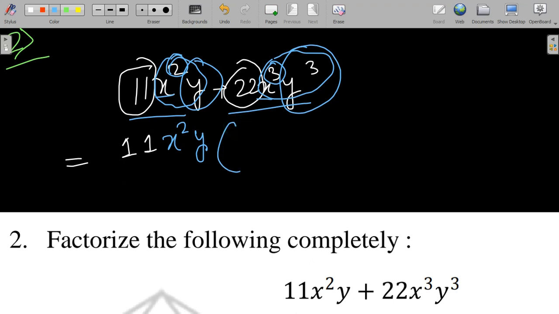Now we'll start a bracket and write the remaining portion. As 11 is already outside, no number will be there for the first term, and for the literal part, x square and y are already outside, so nothing will be left, so it's 1. For the next term, 11 is outside, so 11 twos are 22, so it would be 2 for the numerical part. For the variable part, here it is x square and here it is x cube, so 1x will be left, and here it is y but here it is y cube, so y square will be left. So this would be the final answer.